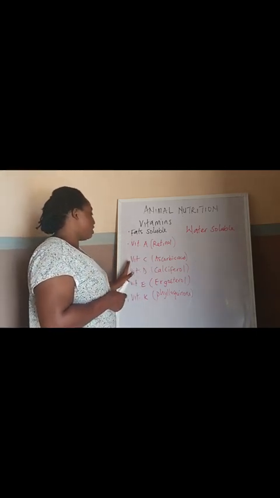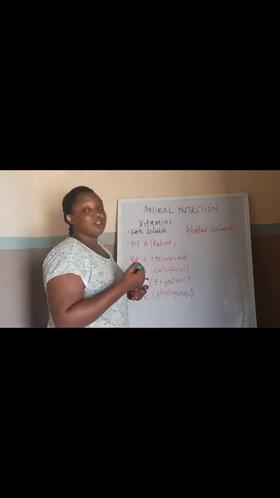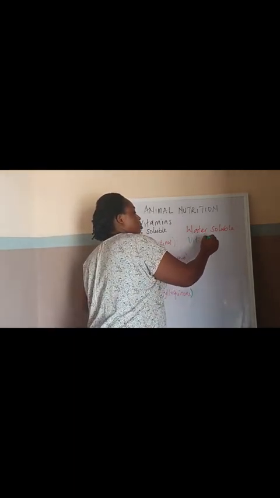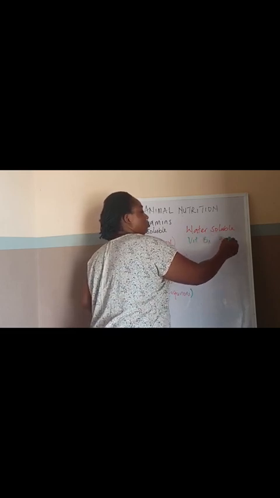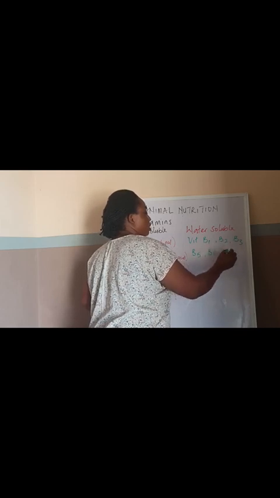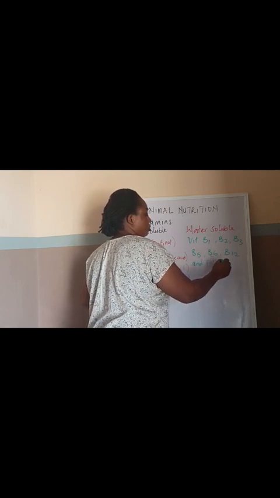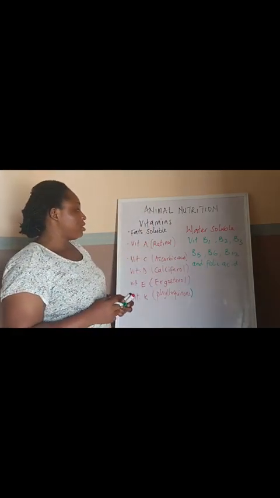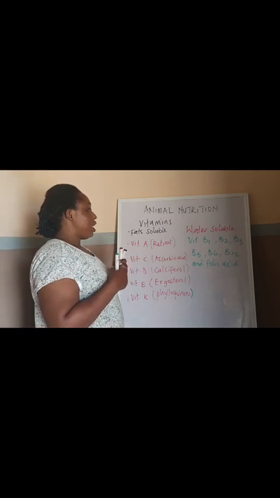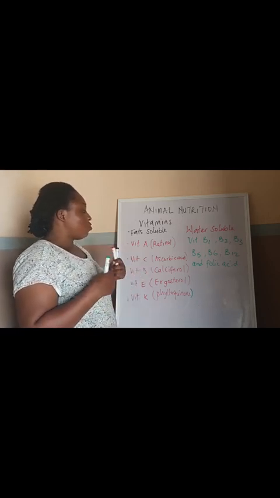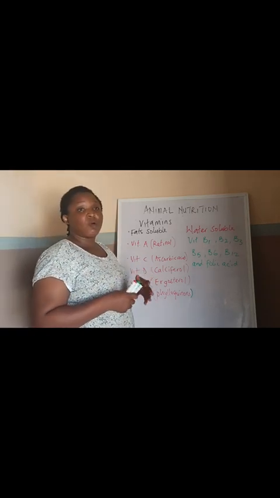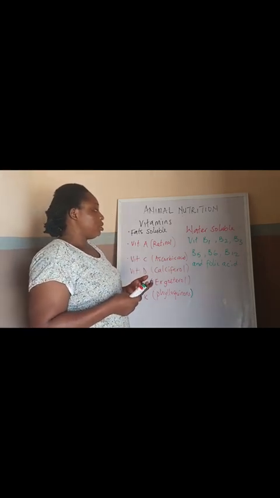So these are fat soluble vitamins. The water soluble vitamins are the vitamin B complexes, which include vitamin B1, B2, B3, B5, B6, B12, and folic acid. You can see that these vitamins are soluble in water, and they are very important in the body because they are responsible for the synthesis of different substances in the body and for proper functioning of different parts of the body.